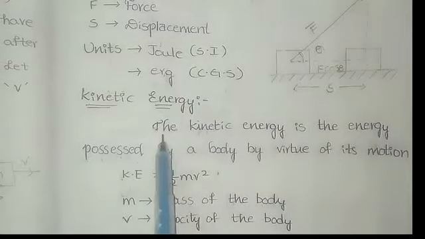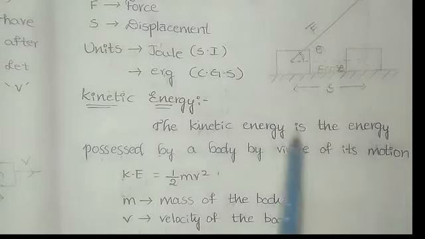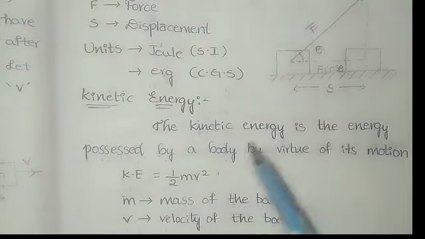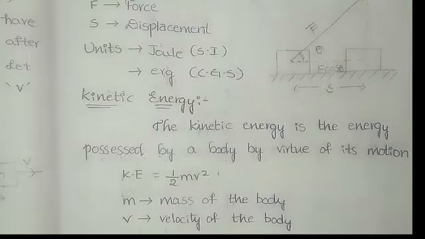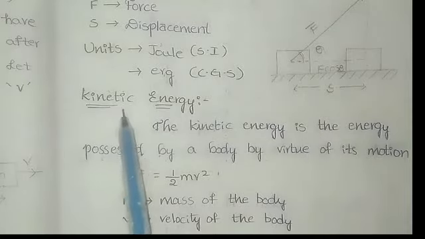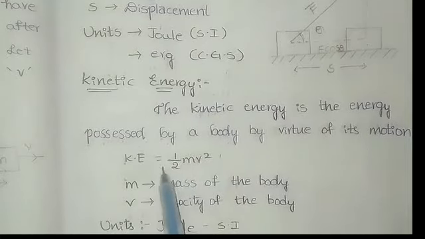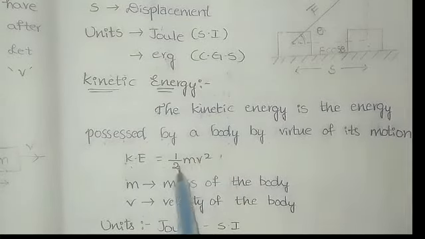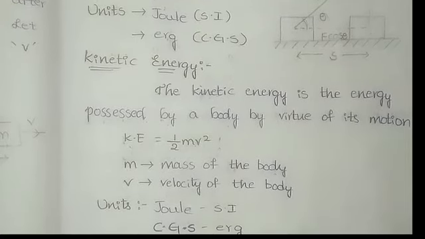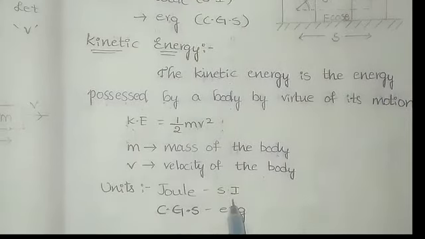And the kinetic energy. Kinetic energy is the energy possessed by a body by virtue of its motion. So when the body is in motion, it possesses kinetic energy. For example, if you are running, then we have some kinetic energy. The formula is KE equals half m v squared, where m is the mass of the body and v is its velocity. The units are the same as work: joule in SI and erg in CGS.